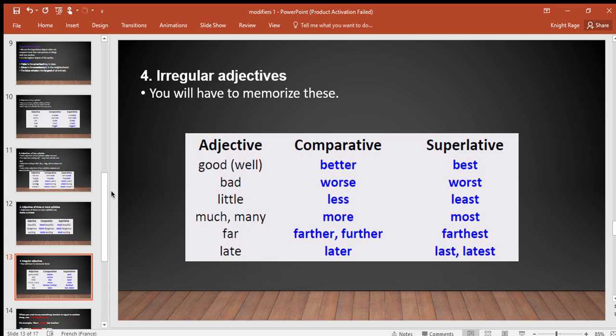Bad, we say worse for comparative and worst for superlative. Little, less for comparative and least for superlative. Much and many, we use more for comparative and most for superlative. Far, we use farther or further for the comparative and farthest for the superlative. Late, we use later in comparative and last and latest in superlative.